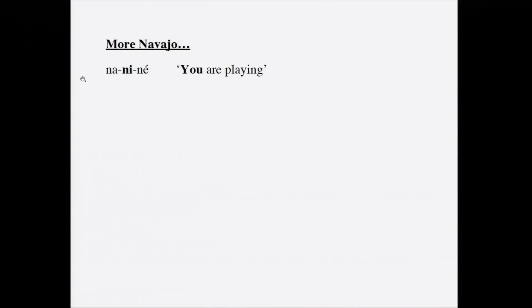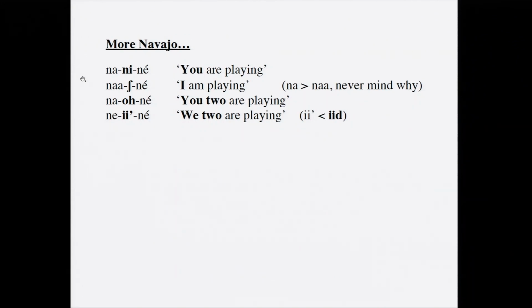Here's how you say you are playing in Navajo, so we're switching tenses now. We're going to get away from sibilant harmony. This is sort of the present tense, the imperfective aspect, people call it when they work on Navajo. It's not exactly tense. So this is how you say you are playing in Navajo. It's nanine. This verb has 3 morphemes in it. You can think of the ne at the end as the part that really means play.